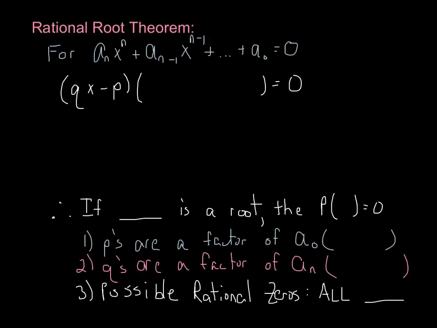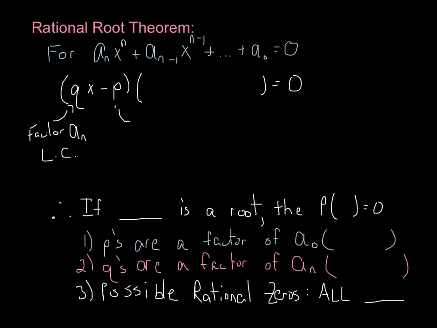Okay, and here's a mini proof of it, where it comes from. For any polynomial that starts with a sub n x to the n, where a sub n is the leading coefficient, then a sub n minus 1 x to the n minus 1, that means you're at the next coefficient and you've lost a power. So if you start with x to the 4th, then this has got to be x to the 3rd. All the way down to the constant. If you have some factor, qx minus p, in other words, you can pull it out, we say the q's are a factor of a sub n, the leading coefficient.